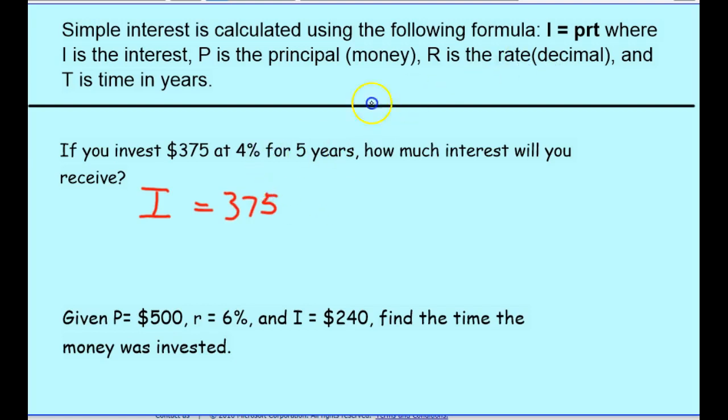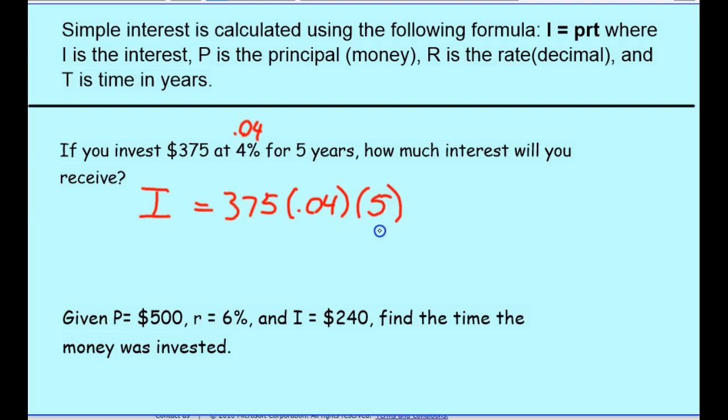R is our rate. We have to write this as a decimal. So 4% as a decimal is 0.04. So 375, 0.04. And T is the time in years. We're putting this away for 5 years. So instead of T, we have 5.